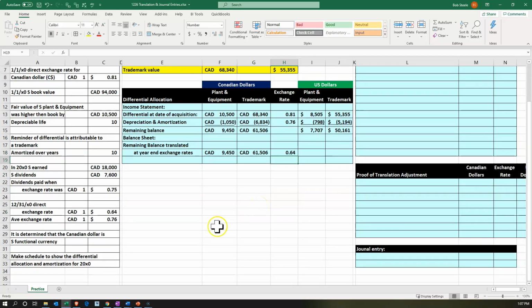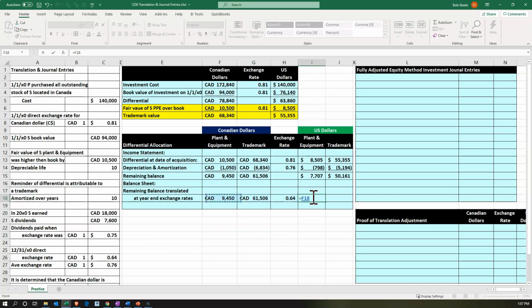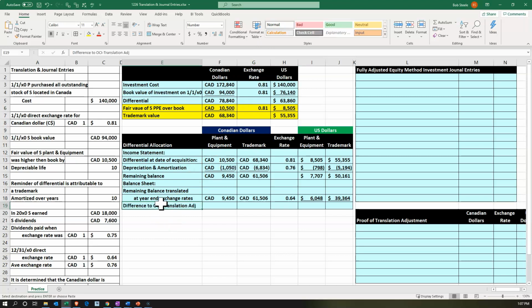And remember, we determined that the Canadian dollar is the functional currency. So we're doing a translation here, so we're using that end date. That means this number, the 9,450 times the end date, the current balance sheet date, is going to be the 61,506, and we're going to use that 0.64 again. So now we're going to have this differential that's a result of this process, because we use these different rates here. That's going to end up with this difference that happens.